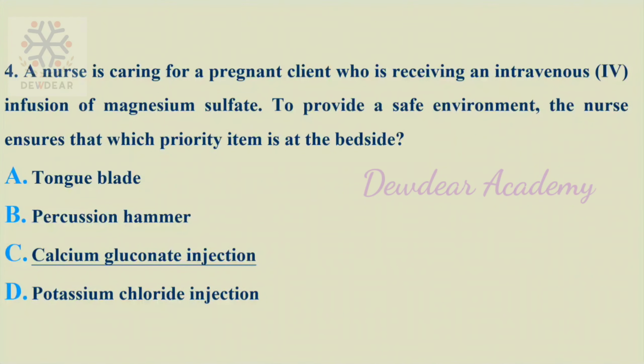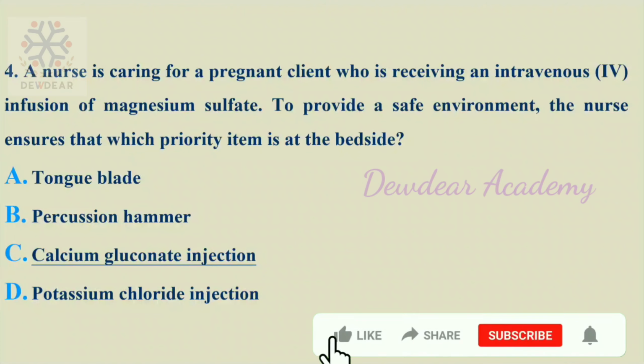calcium gluconate injection. Magnesium sulfate is a central nervous system depressant and it relaxes the smooth muscle, and the toxic effect of magnesium sulfate may cause loss of deep tendon reflexes, respiratory paralysis, heart block and cardiac arrest. And the antidote for magnesium sulfate is calcium gluconate, and so it should be available at the client's bedside.